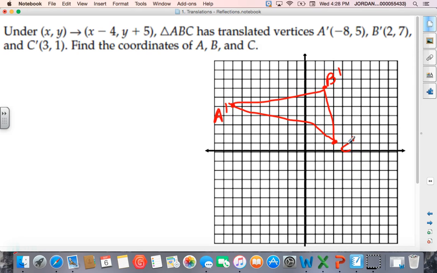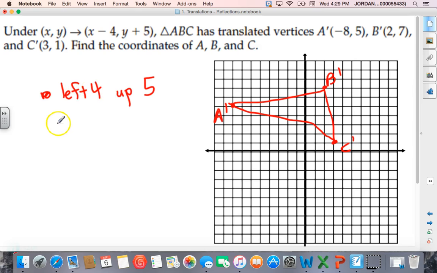Okay, so using this rule right here, this was the rule that gave us this shape. So in order to find the coordinates of the original shape, we've got to go backwards. So we know that this rule would have us go left 4 and up 5, right? The plus 5 makes us go up 5, and the minus 4 makes us go to the left 4 towards the negative part of the x-axis. But this is what was done to give us this. So in order to get the original, we need to do the opposite of this. We need to go backwards.